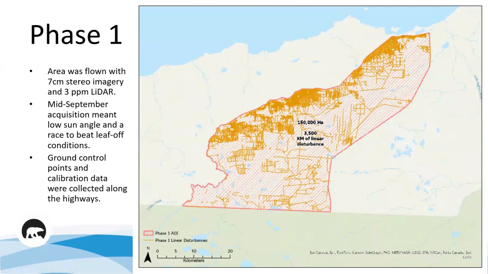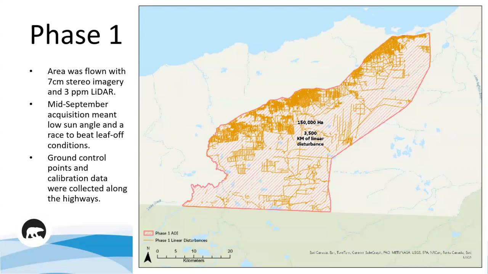So to date, this is a zoomed in area of that AOI. It's about 150,000 hectares that we're interested in running this first phase of the project in. It's got about 3,500 kilometers of linear disturbance. And right now we've worked with a contractor to fly 7 centimeter stereo imagery and 3 pulses per meter LiDAR for the entire area. We could have gotten away with doing individual lines, but it makes sense for how dense they are. It would just be crazy to try to follow individual lines. This was done with fixed wing aircraft, not UAV.